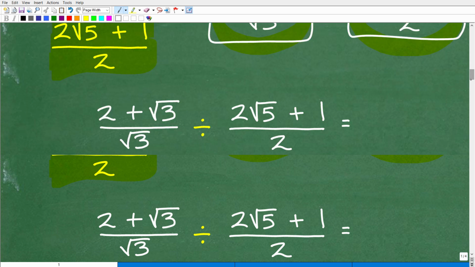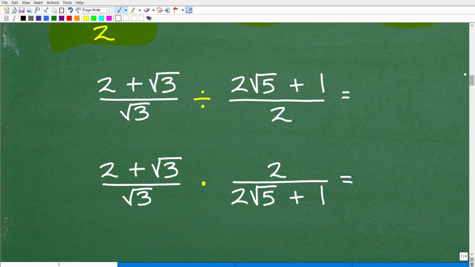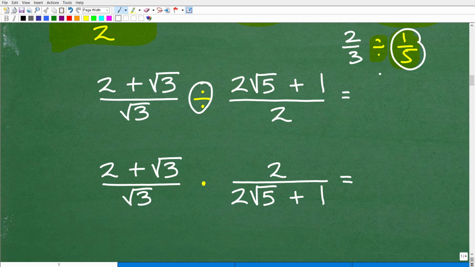Okay, so here we got 2 plus square root of 3 over square root of 3 divided by 2 square root of 5 plus 1 over 2. And now we're talking about division. So how do we divide fractions? Remember, if you have 2/3 divided by 1/5, the way we divide fractions is to turn this division into multiplication and flip the fraction to the right. So this is going to go to multiplication, and then we flip this fraction to the right, 5 over 1. So that's what we have to do here.